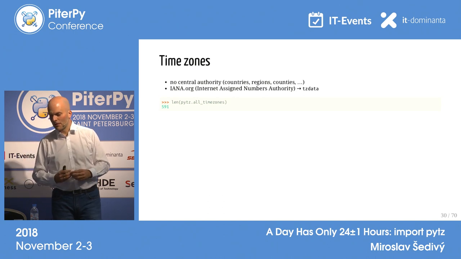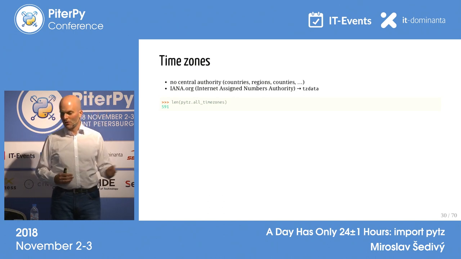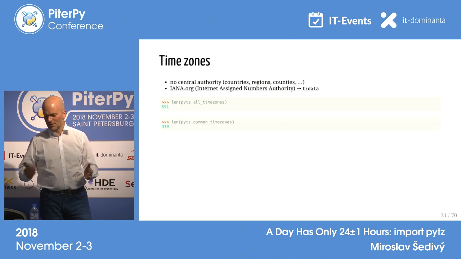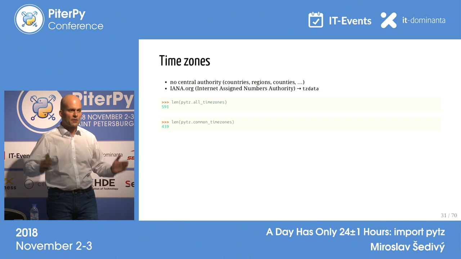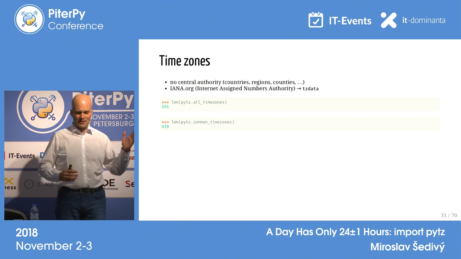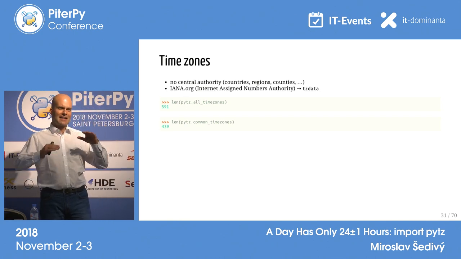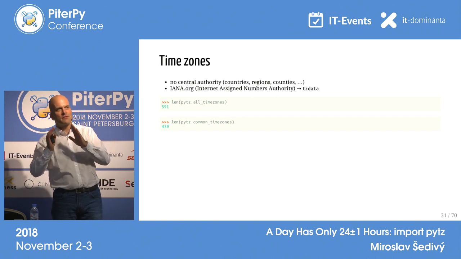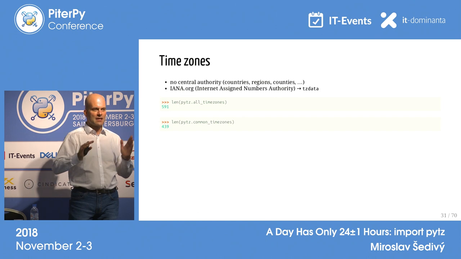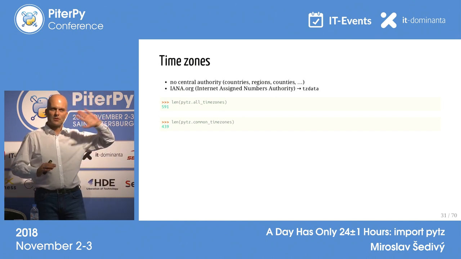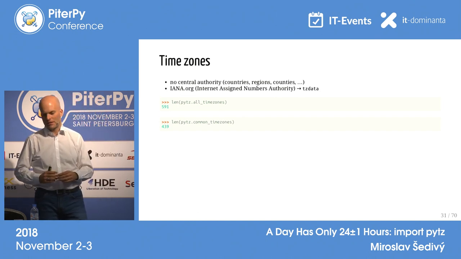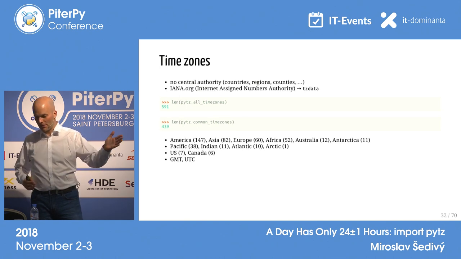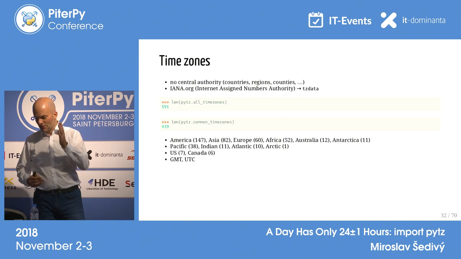If you import pytz and ask for all time zones, there are over 500 of them. Common time zones that are really used are still over 400. These are the different regions in the world that had some different time zones, some different daylight saving time since 1970. We don't ask what was before, because before there was even more chaos. So you have now over 400 time zones. In America, there are over 100. Europe has 60.